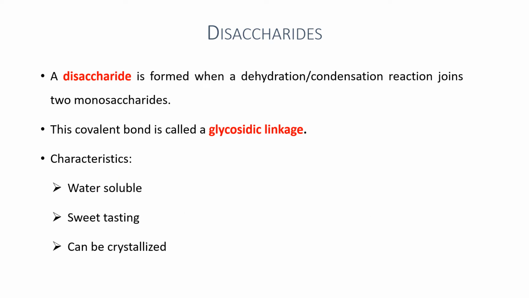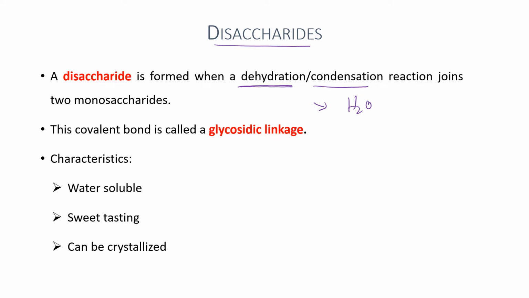Okay, so next slide here, we are going to move into the next group of carbohydrates, which is the disaccharides. It is formed when a dehydration or condensation reaction joins two monosaccharides together. As we have learned earlier, to join monomers together into a polymer, or a disaccharide in this case, it is through the reaction dehydration, where the reaction involves the removal of a water molecule.